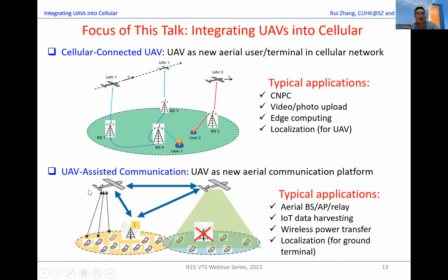The other paradigm is called UAV assisted communications. This is more traditional, right? In this case, the UAV is used as an aerial communication platform. You can think about base stations or relays over the air. And their main job is to help establish communications with the ground terminals, in particular for cases where the ground network malfunctions or is highly congested. So you can think of typical applications as aerial base station, relay, the IoT data harvesting I previously mentioned, and even you can use such UAVs for other purposes, like wireless power transfer, and also provide localization, but in this case, it's for the ground terminal.